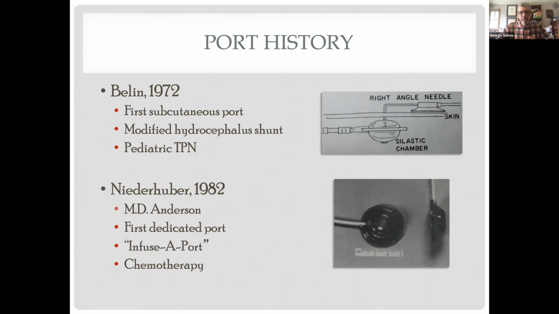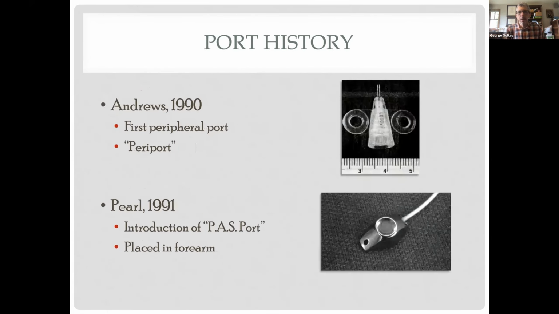The first commercially available port was about 10 years later, or exactly 10 years later, at my very own MD Anderson in 1982, which is kind of cool to compare. It was called the Infusa port. Compared to ports now, it has a very big body and a very teeny septum. And it was used, as we mostly use ports now, for chemotherapy.